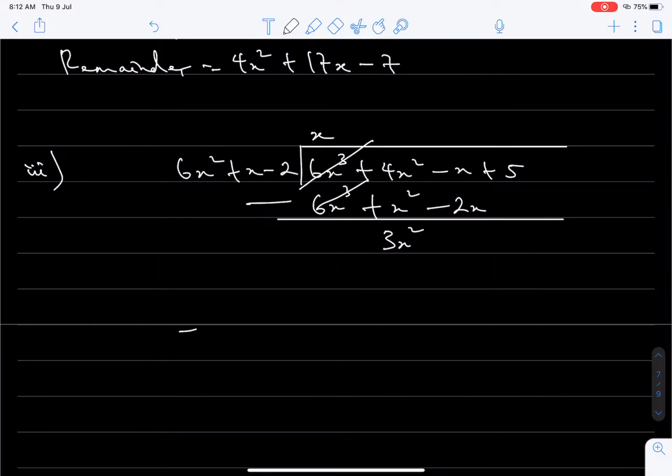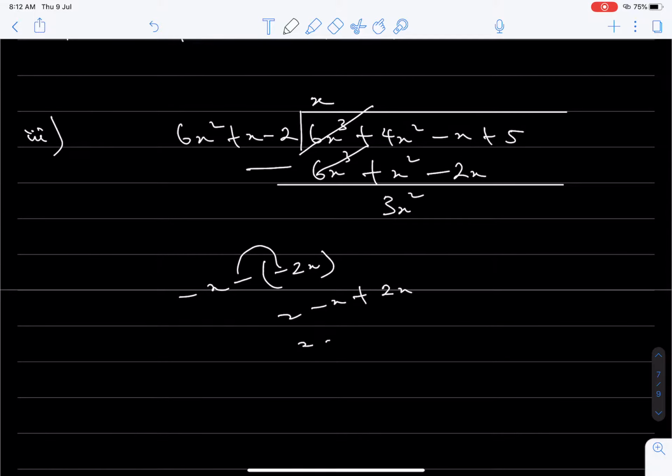Now this is minus x. Now we're doing minus x minus 2x. And that's going to be minus x minus 2x, which is minus x. You do minus times minus plus 2x, and that's x. So the answer here is x. And then we bring down the next term, which is 5.